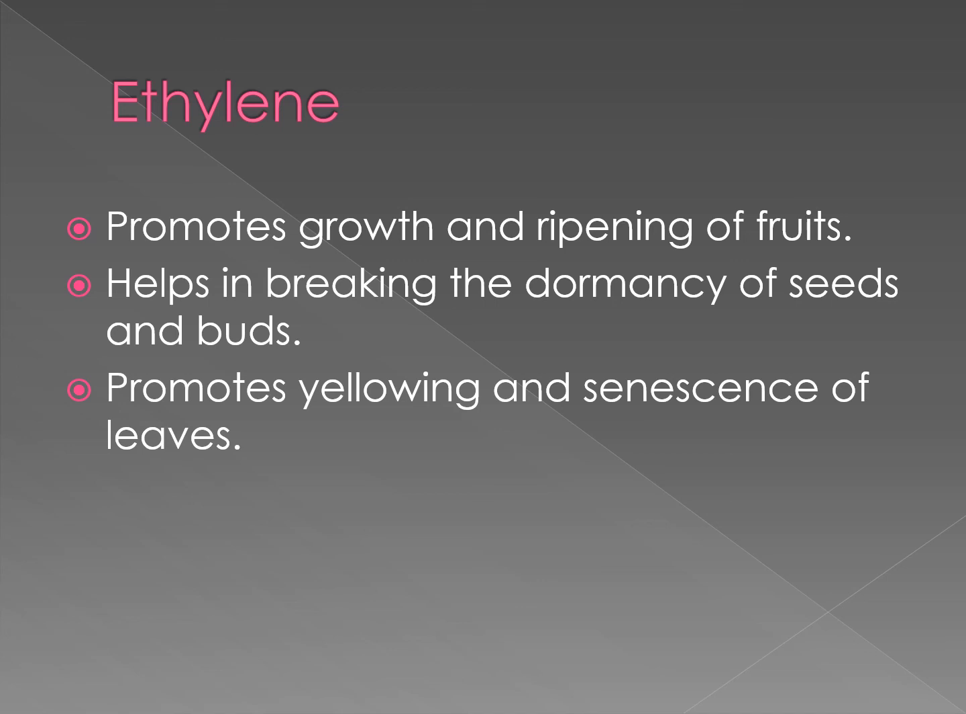See, this is the point. It promotes yellowing of the leaves, and senescence means the aging of the leaves. So this is not good. That is why it is also considered a growth inhibitor. So if there is a question to write one good aspect and one bad aspect of ethylene, the third point will show its negative effect.